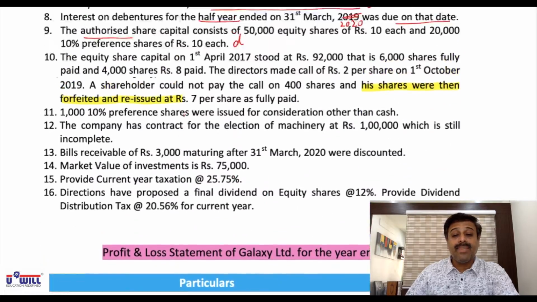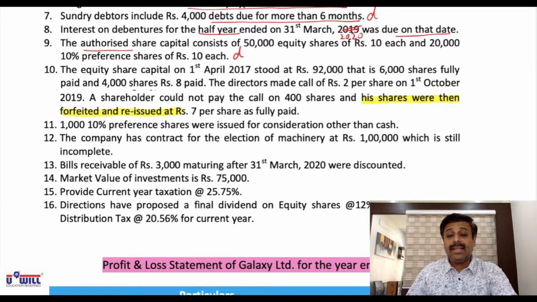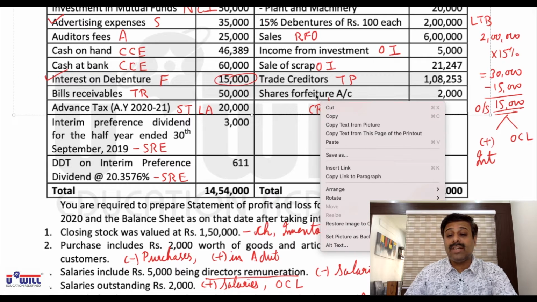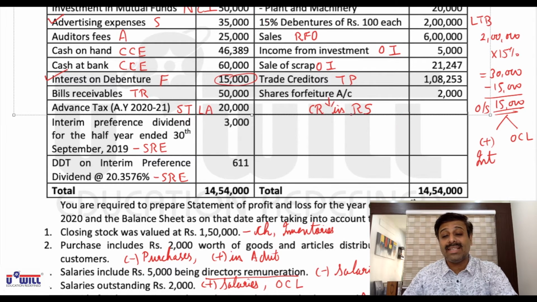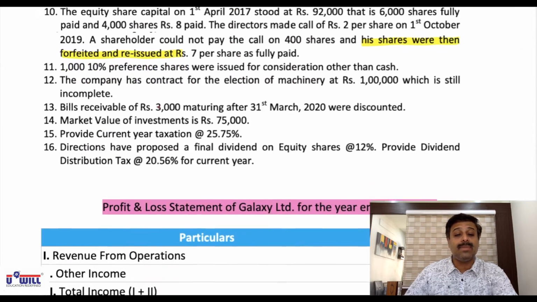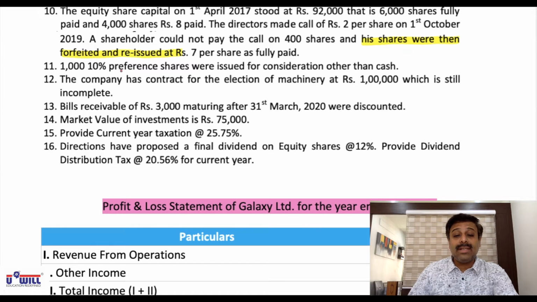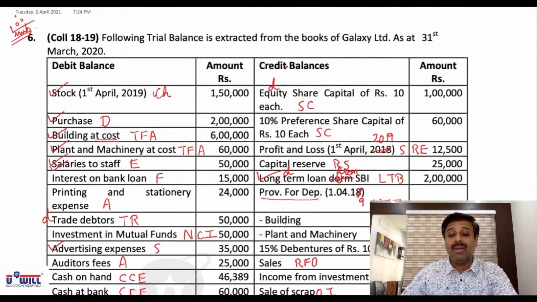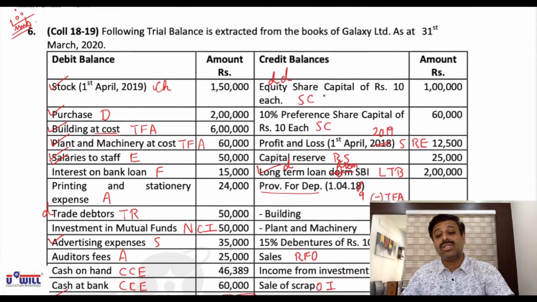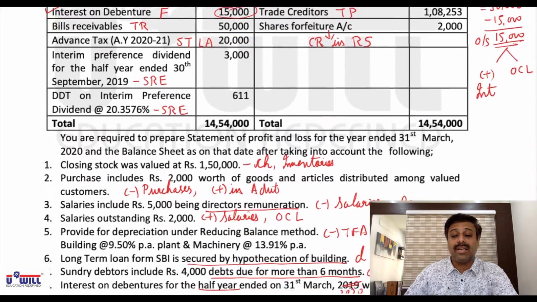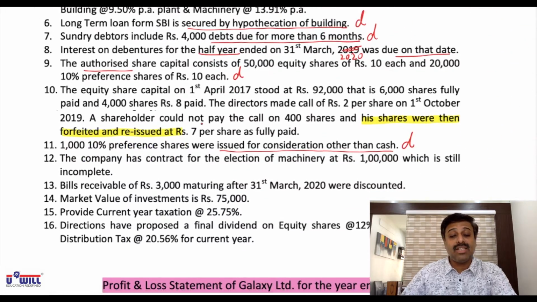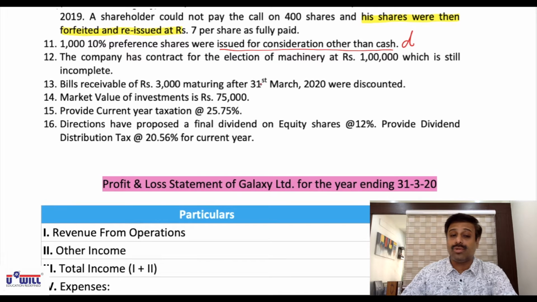Okay. Then 10th adjustment we have already read, it indicates reissue of shares. So we discussed that share forfeiture account will get closed and we will show it as capital reserve in reserves and surplus. 1,000 10% preference shares were issued for consideration other than cash is again a disclosure. So mark one more D in share capital. There are two disclosures in share capital, authorized share capital also and shares issued for consideration other than cash also.